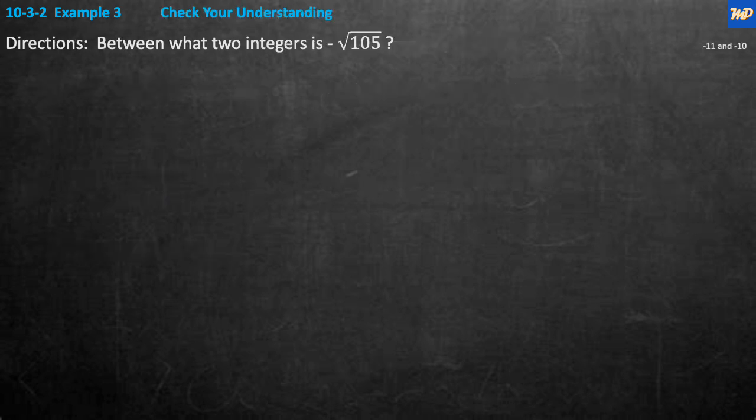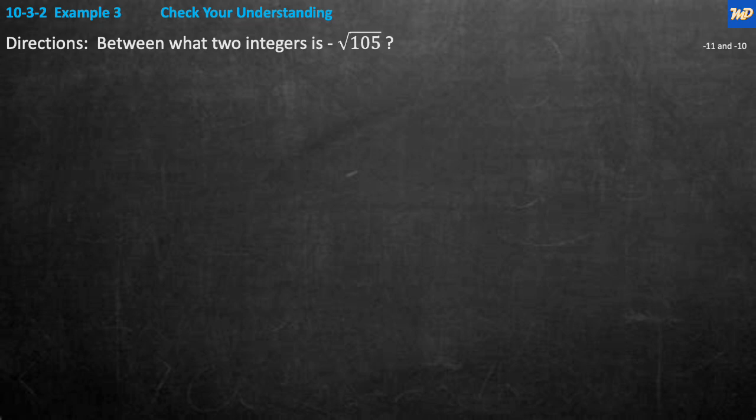Okay, an example. Check your understanding. They want you to go off and look at between what two integers is negative the square root of 105. So go off and do it. When you get back, we'll do it together. Okay, I'll assume you're back now.